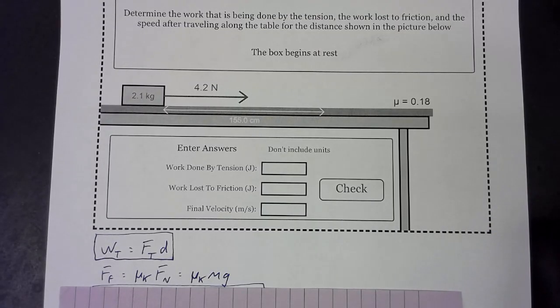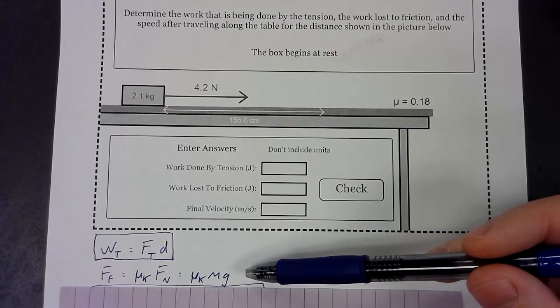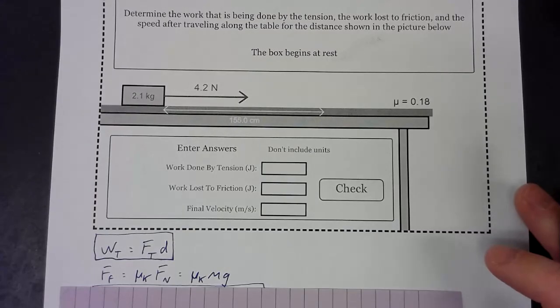Here we're going to be dealing with kinetic friction because we're sliding across the table. So it'll be mu sub k times the normal force. We are on a level surface, so the normal force will be equal to m times g. That'll be our expression for the force of friction.